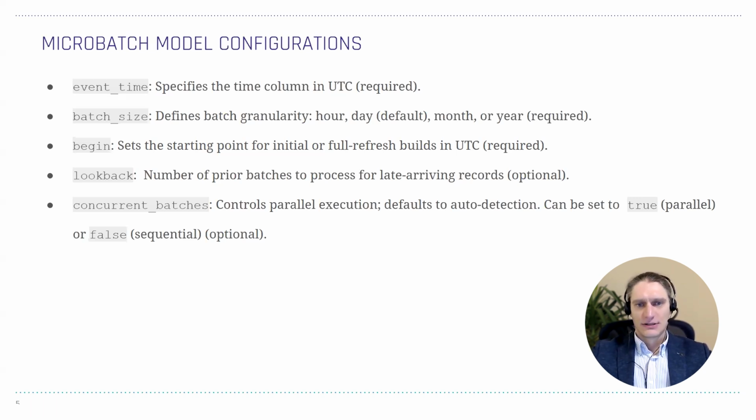Finally, concurrent batches controls whether batches are run in parallel or sequentially. By default, dbt automatically decides this for you, but you can override it. Setting it to true enables parallel processing, while false forces sequential execution.